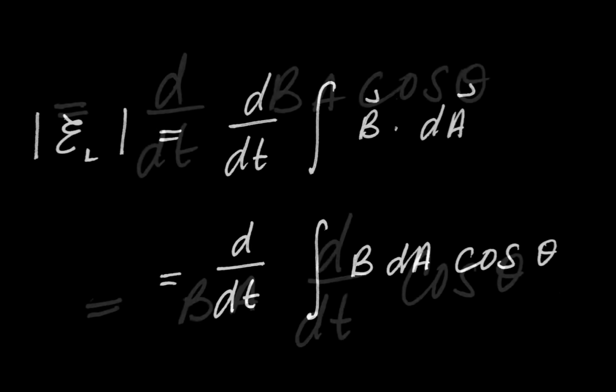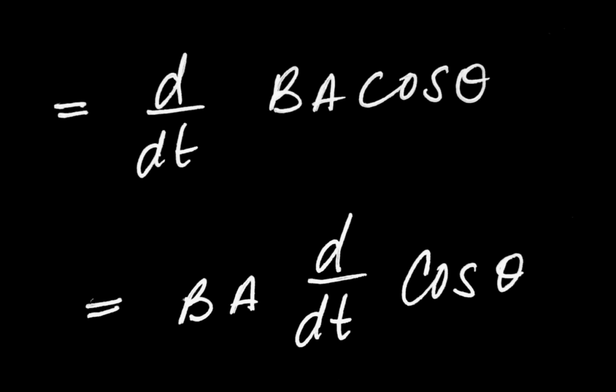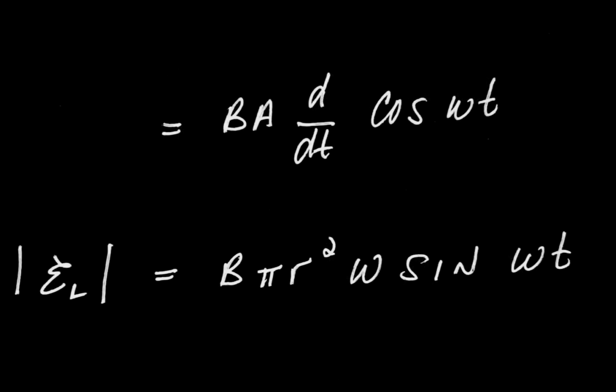So what this turns out to be is the derivative with respect to time of the magnetic field times the area times the cosine of the angle between them. The magnetic field and the area have no time dependence, so they come out of the derivative. This is the magnetic field times the area, times the derivative with respect to time of the cosine of the angle. The angle does have time dependence. So just like I did in the rectangular area example, I have to insert that time dependence.